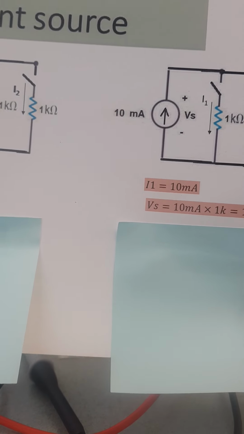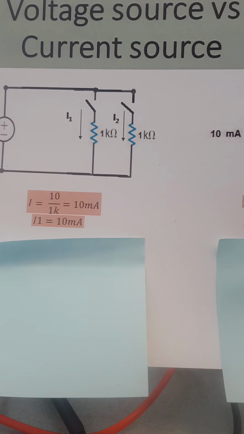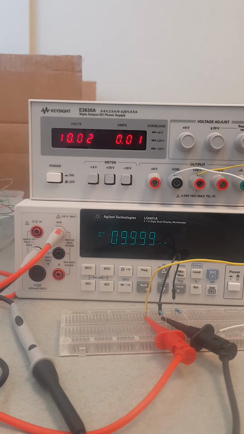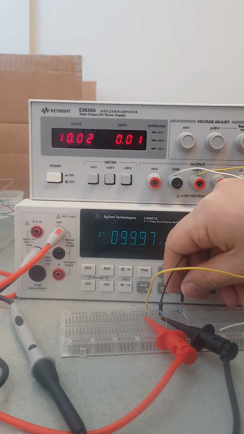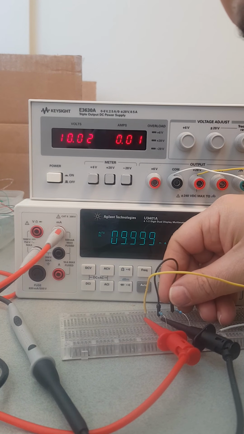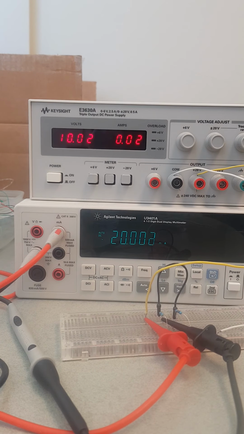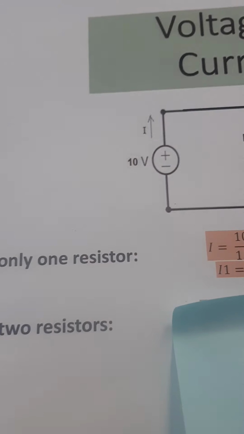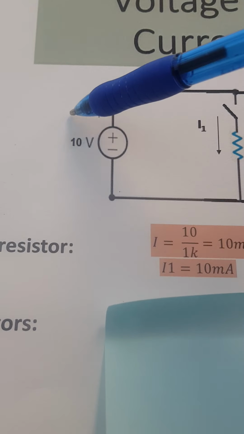Now, watch what will happen if I connect another resistance in parallel. We'll do that first practically here. I will just connect the other resistance and watch the current. What happened to the current? The current doubled. Which current doubled? The main current. This current doubled because I'm measuring this current.